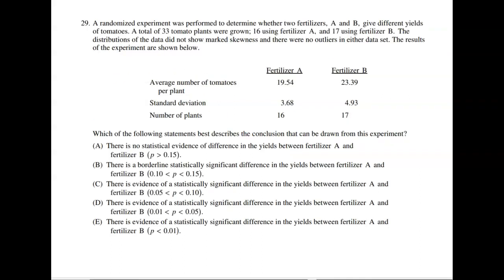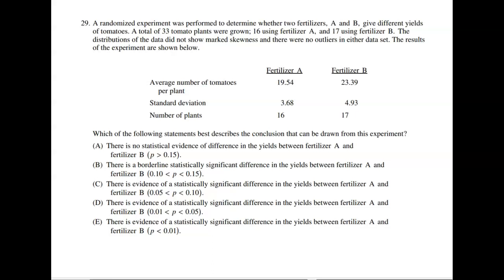Question 29 says a randomized experiment was performed to determine whether two fertilizers A and B give different yields of tomatoes. A total of 33 tomato plants were grown, 16 using fertilizer A and 17 using fertilizer B. The distribution of the data did not show marked skewness, and there were no outliers in either data set. The results of the experiment are shown below. Which of the following statements best describes the conclusion that can be drawn from this experiment? They gave us the average number of tomatoes per plant for each fertilizer, A and B, along with a standard deviation and the number of plants for both.